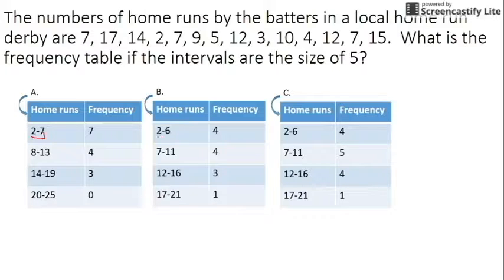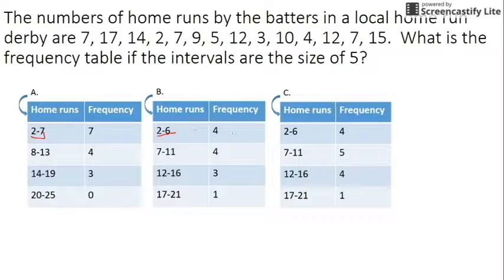All right, now with B, they did it correctly. 2, 3, 4, 5, 6. And that was 5 numbers. So they had got the correct size. And we'll notice that between B and C, all those sizes are exactly the same. So both B and C have the right intervals.